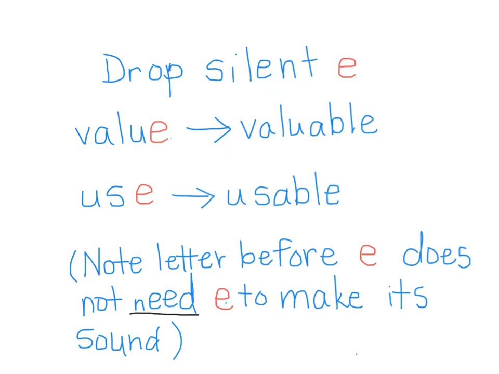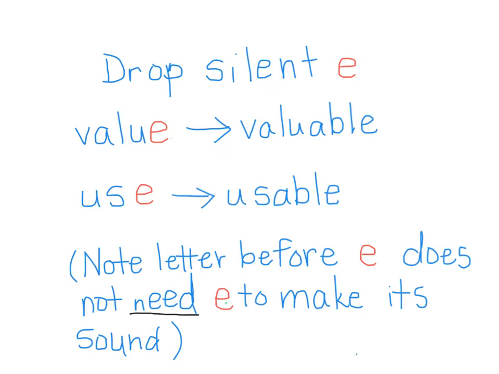The next spelling rule is when you have to drop the silent E. So I give you the examples of value becoming valuable, use becoming usable. Note that the letter before E does not need the E to make it sound. When you look at value, the U is long because there is a silent E, but it can be long without having an E. There are cases in our spelling when we have a vowel that makes its long sound, even though it doesn't have a silent E to help it make that sound, or some other type of vowel.